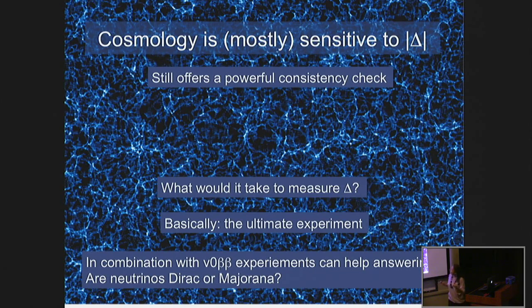However, this still offers a powerful consistency check, because if you say that the neutrino mass is whatever value, you should know what oscillation tells you this absolute value of delta should be. And then you should go and measure it. If you find that the absolute value of delta is something else, it's likely that what you've seen is not neutrino mass, it's some other effect that acts like it. What it will take to instead measure not just the absolute value, but the value of this splitting, the ultimate experiment, but in combination with neutrino-less double beta decay can help answer the question, are neutrinos Dirac or Majorana, are they an antiparticle or not?